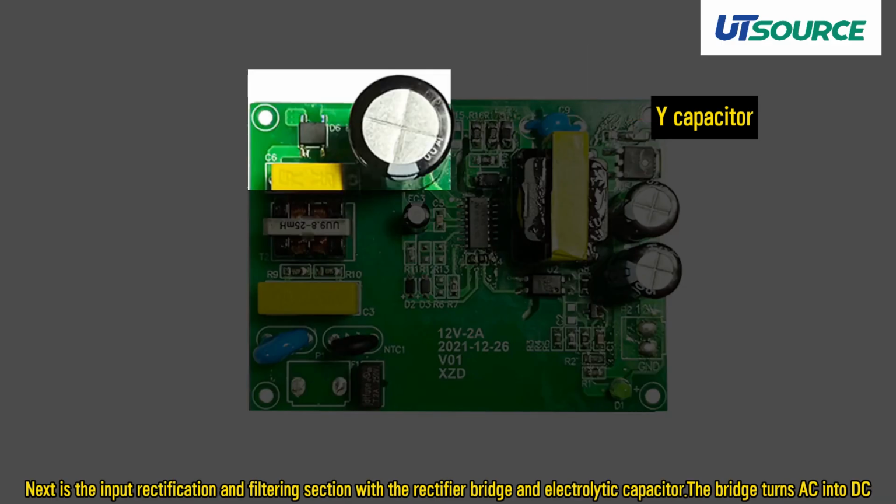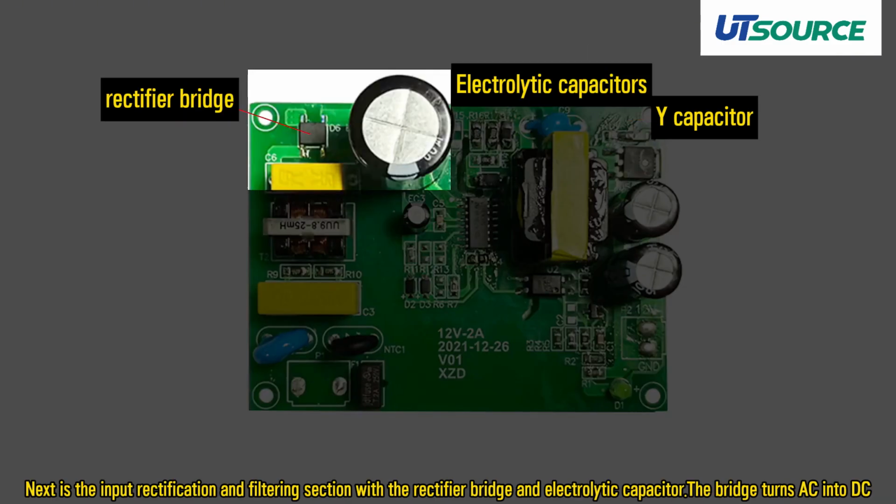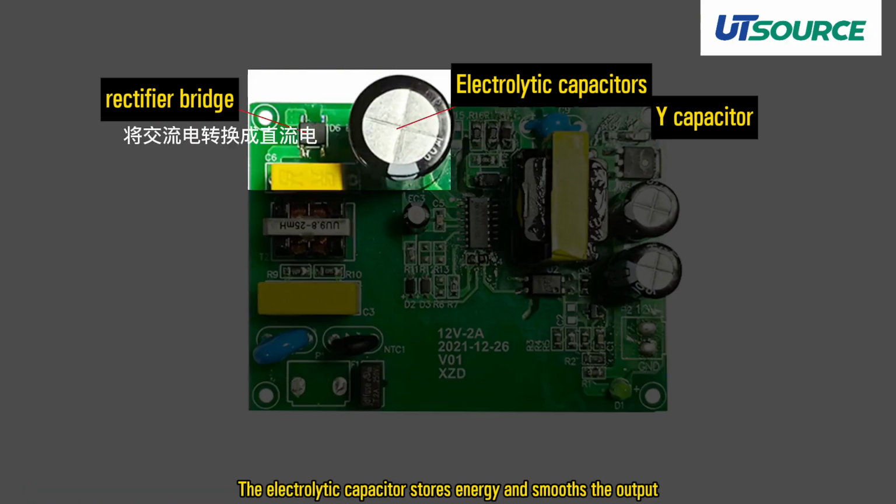Next is the input rectification and filtering section with the rectifier bridge and electrolytic capacitor. The bridge turns AC into DC. The electrolytic capacitor stores energy and smooths the output.